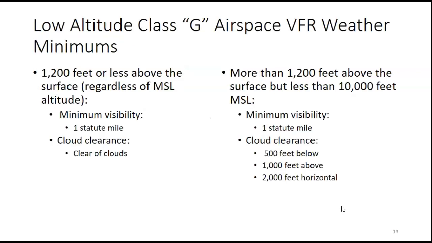It might make it easier to remember the visibility requirements for VFR flight in Class G airspace if you divide it up into 2 classes: low altitude Class G airspace and high altitude Class G airspace. At 1,200 feet or less above the surface, the minimum visibility is 1 statute mile, and all you have to do is remain clear of clouds. But above 1,200 feet and below 10,000 feet MSL, the minimum visibility is 1 statute mile, but you have to remain clear of clouds, 500 below, 1,000 feet above, and 2,000 feet horizontal.